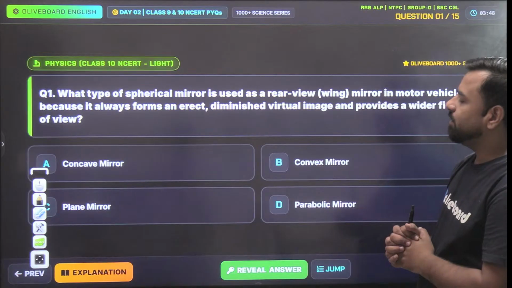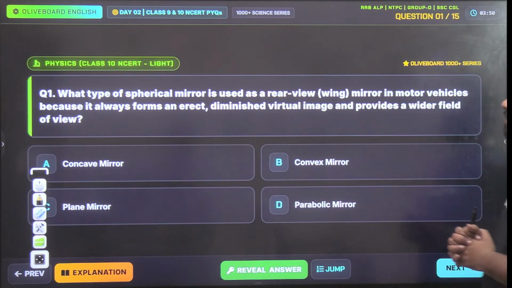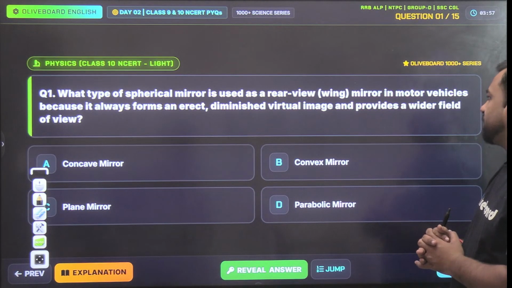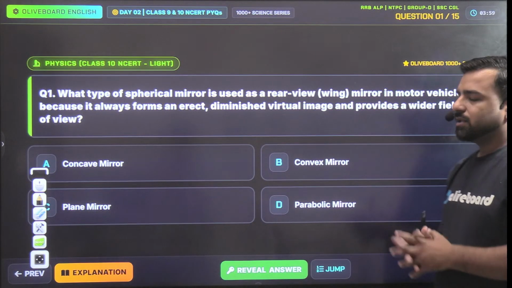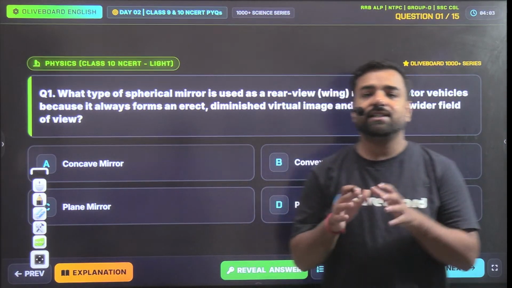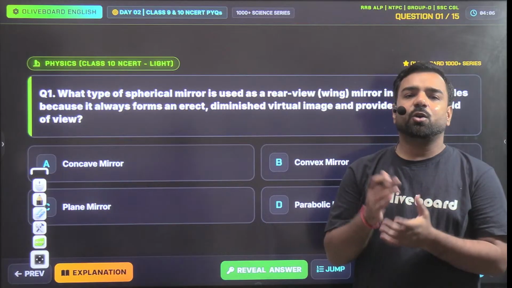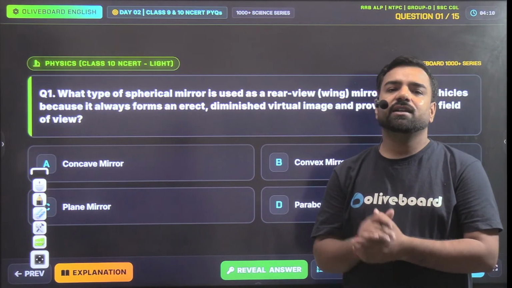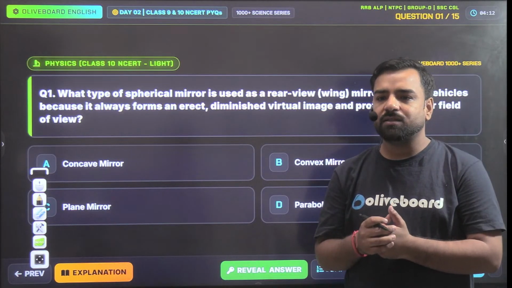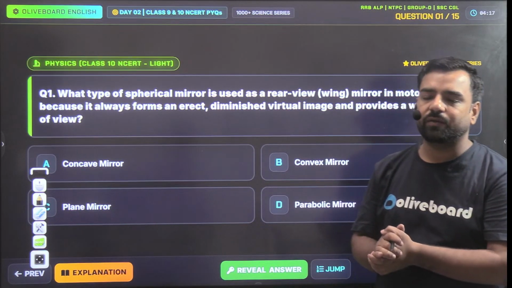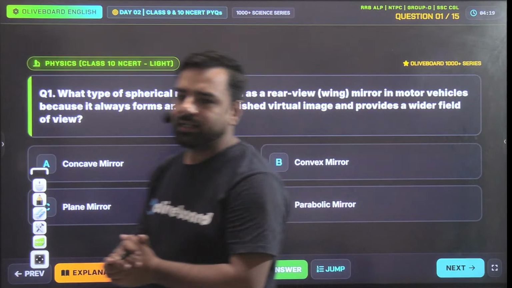What type of spherical mirror is used as a rear view mirror in motor vehicles because it always forms an erect, diminished, virtual image and provides a wider field of view? So guys, the concave mirror is the one that creates a larger image, but the convex mirror is the one which creates the smaller image. In short, the automobiles which use rear view mirrors or side view mirrors, they all are convex in nature.